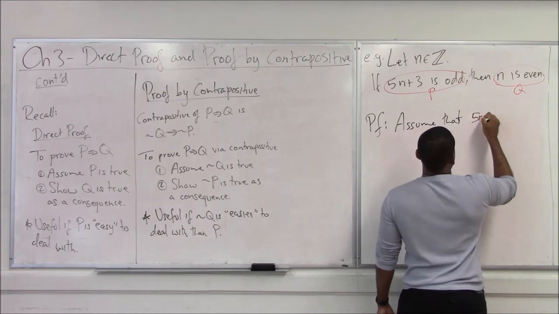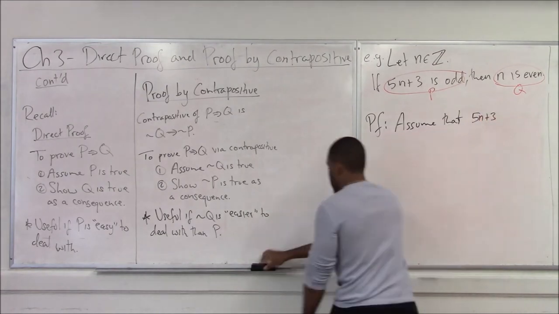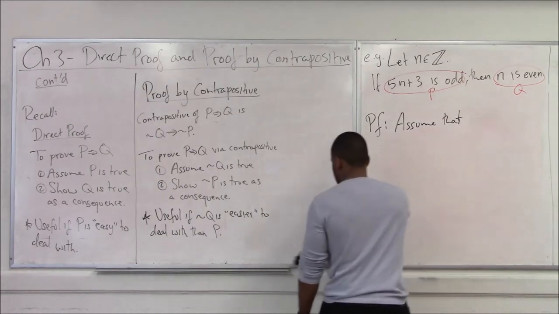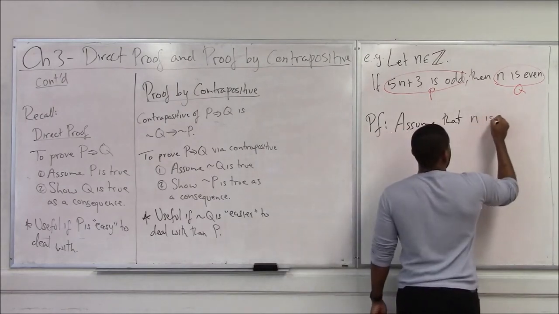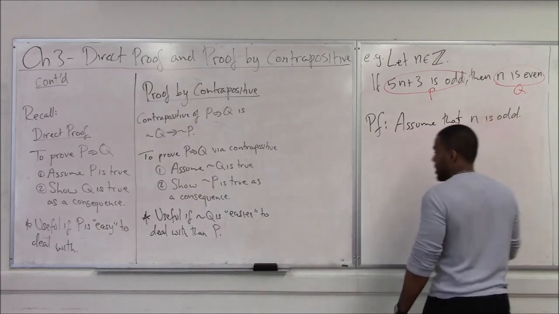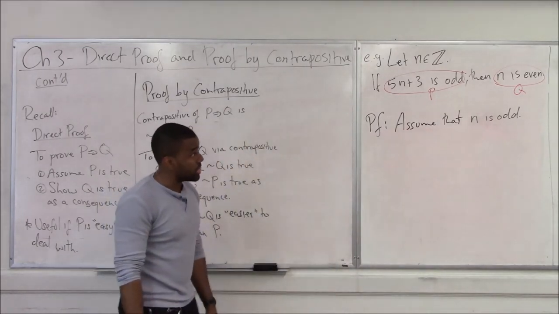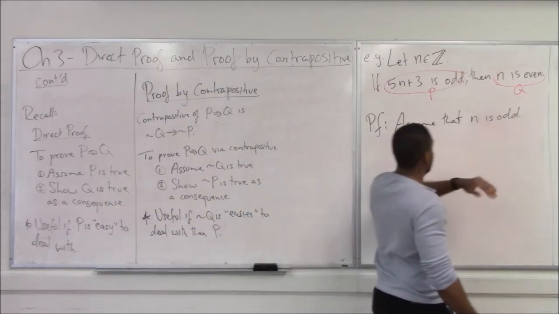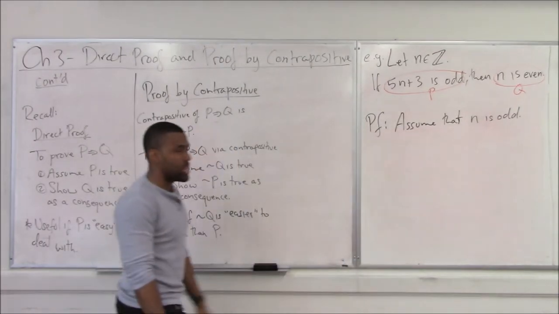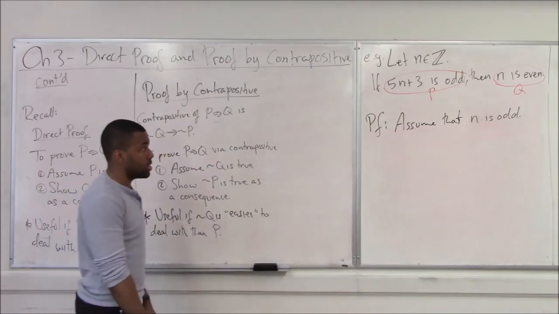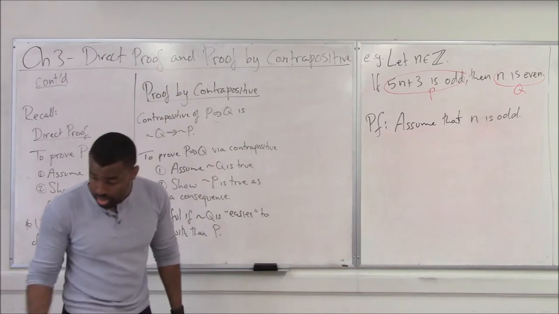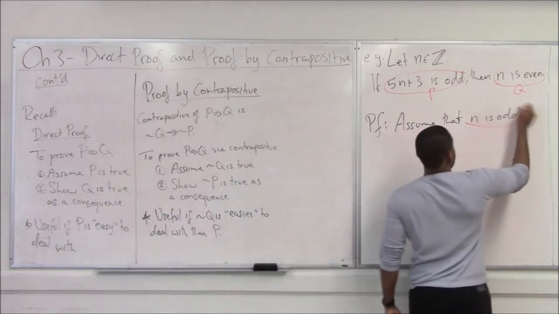Assume that n is odd. Now, immediately when you write that first step, I would know you're doing a proof by contrapositive, because it's clear that you're assuming not q, right? So you writing that first sentence should kind of announce what method you're thinking of using here. So that's automatically showing that you're assuming not q. Okay?